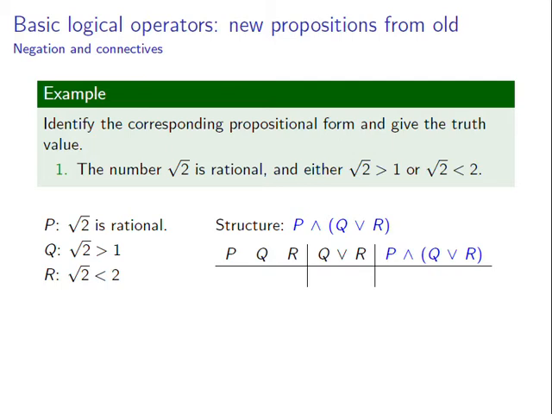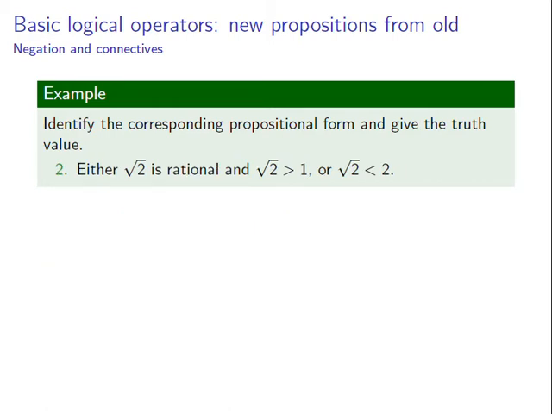The truth value of the whole sentence depends on the truth values of P, Q, and R. We know that P is false, Q is true, and R is also true. Thus, Q or R is true. However, since P is false, the statement P and the disjunction Q or R is false. Therefore, the given sentence is false.